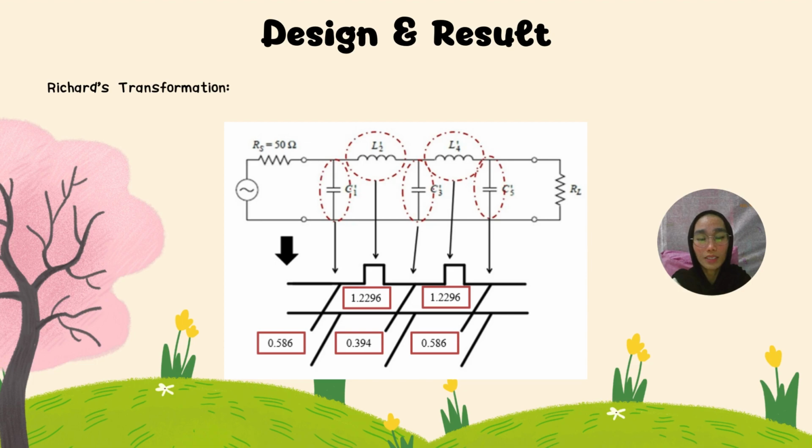This is the Richards transformation after we constructed our circuit. For the capacitor, we transform it to an open circuit, and for the inductor, we transform it to a short circuit. For the capacitor, we need to use the formula 1 over G from the 0.5 dB ripple table.